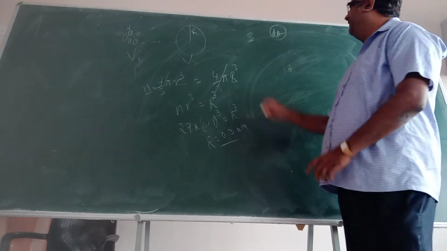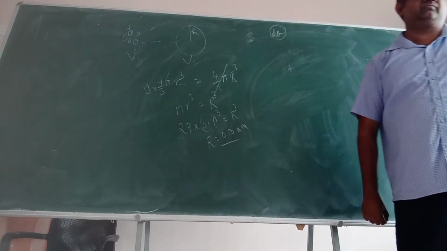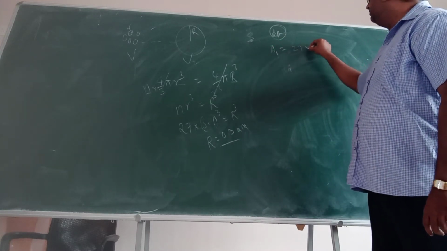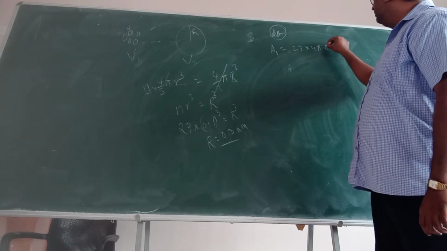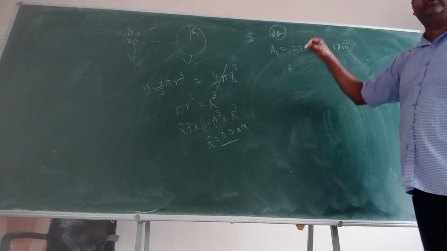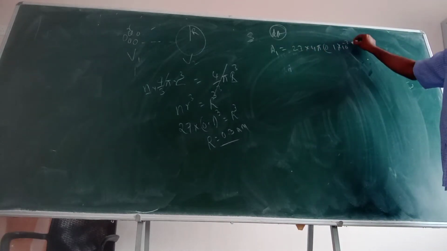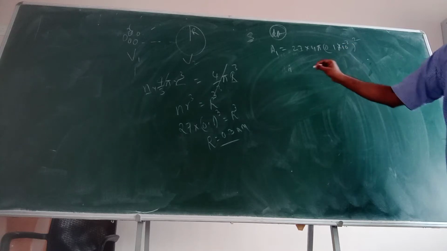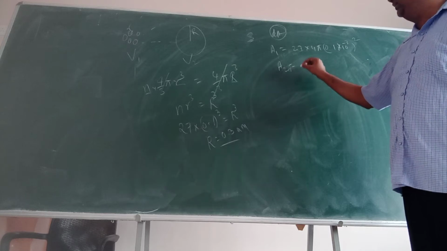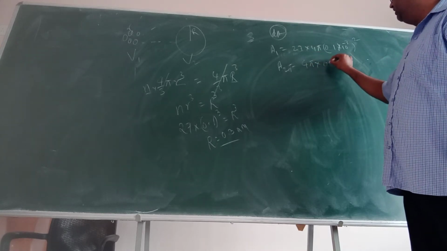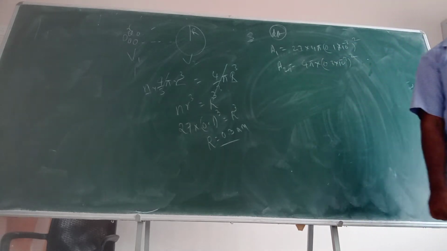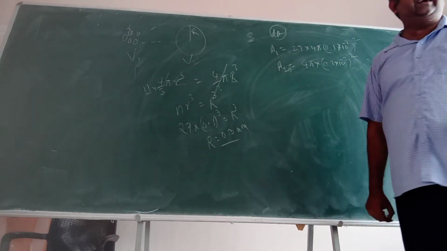Okay, so you have to find the change in area. What is the original area? The original area was 27 times 4 pi r square. So 4 into 10 power minus 3, we write, 0.1 mm whole square. Clear? And A2 will be, now there is only one sphere, so it is 4 pi into 0.3 into 10 to the power of minus 3 whole square. Clear? You do A1 minus A2, you get dA.